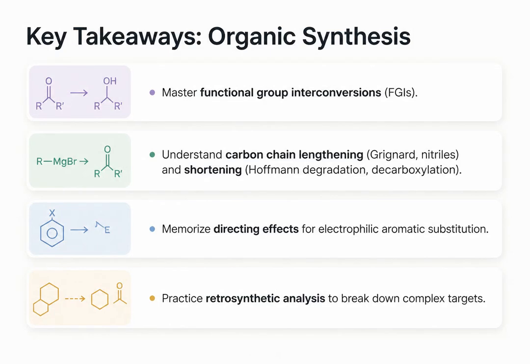To wrap up this extensive review of organic synthesis, remember that success requires mastering functional group interconversions. You must be comfortable lengthening carbon chains using Grignard reagents or nitriles and shortening them via Hofmann degradation. For aromatic systems, always pay attention to the directing effects of substituents to ensure you add groups in the correct order. Keep practicing these pathways using retrosynthetic analysis, and you will be well prepared for any synthesis question.